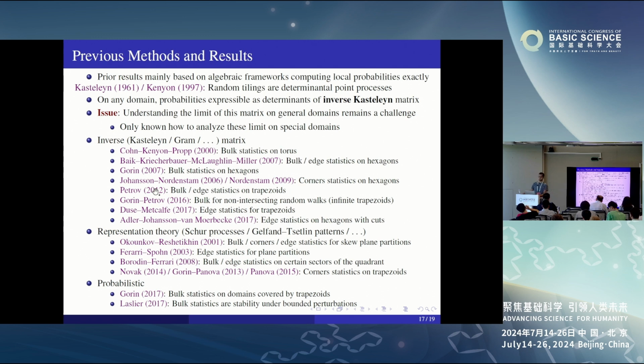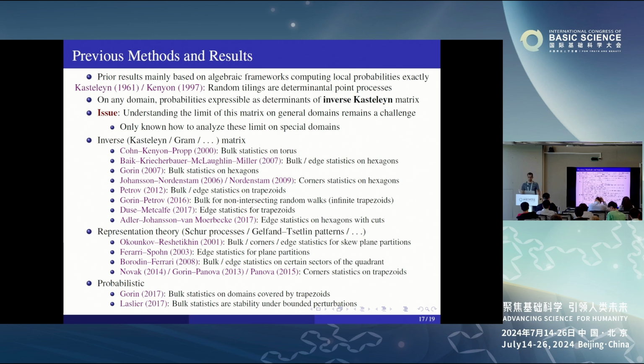So that was done between 2012 and 2017. And for hexagons that have a cut, you can imagine a hexagon with a dent on both the top and the bottom, it's also known how to take the limit of that inverse Kasteleyn matrix. There are also alternative approaches that don't directly rely on the inverse Kasteleyn theory, based on representation theory.